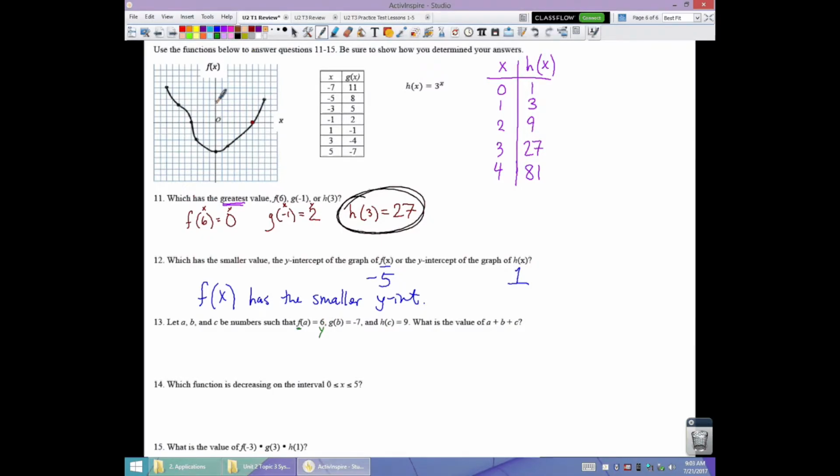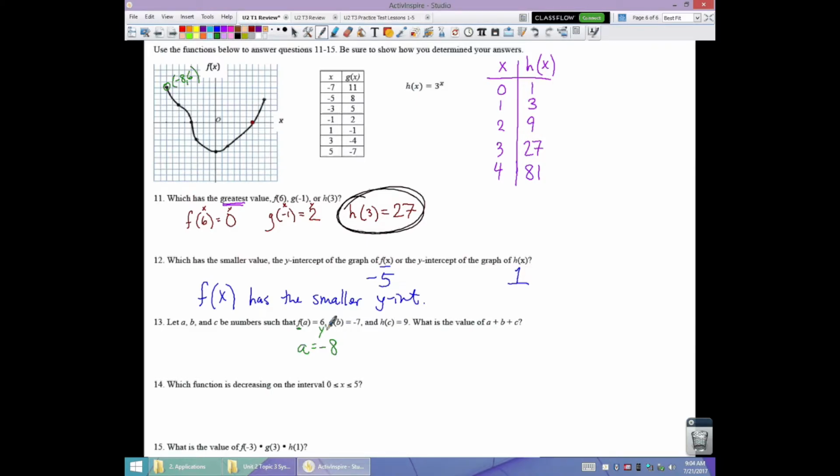So 1, 2, 3, 4, 5, 6, and then say, oh, what x resulted in a point that is up 6? Well, it's this one over here, so that's 1, 2, 3, 4, 5, 6, 7, 8. It's this point, which is -8, 6. So a is -8. The x value that results in a y value of 6 is -8.